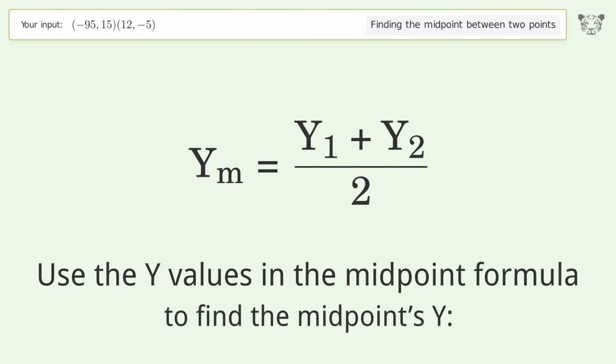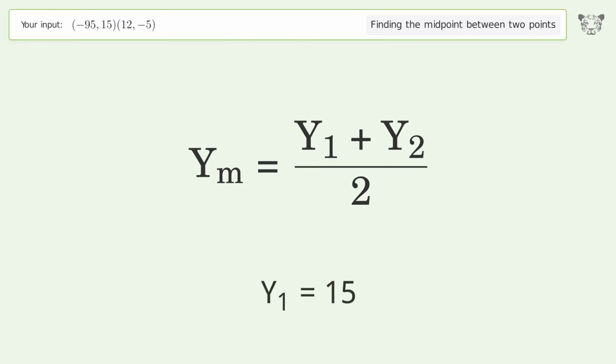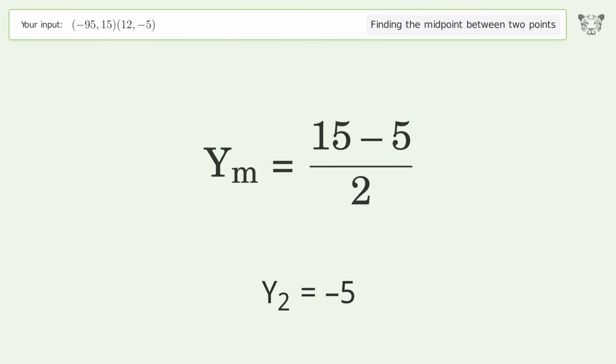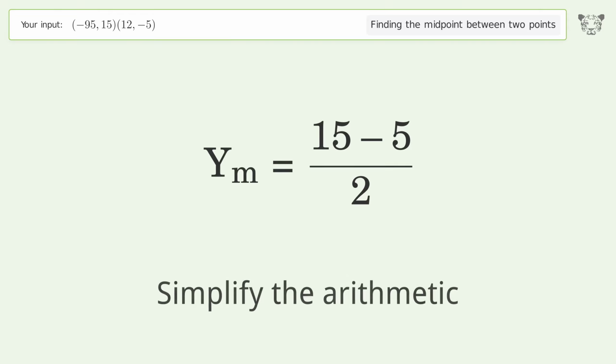Use the y values in the midpoint formula to find the midpoints y. y1 equals 15. y2 equals negative 5. Simplify the arithmetic.